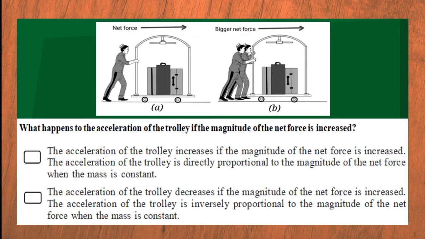Or, the acceleration of the trolley decreases if the magnitude of the net force is increased. The acceleration of the trolley is inversely proportional to the magnitude of the net force when the mass is constant.